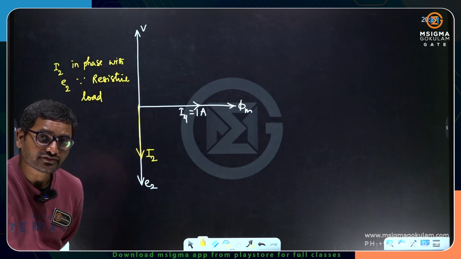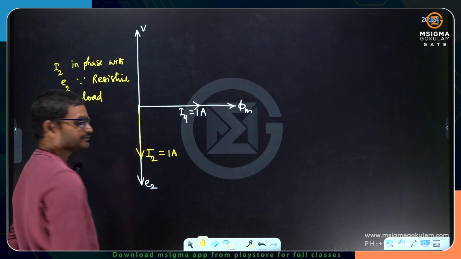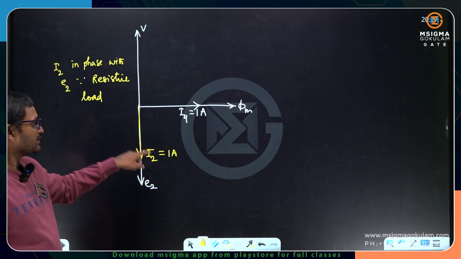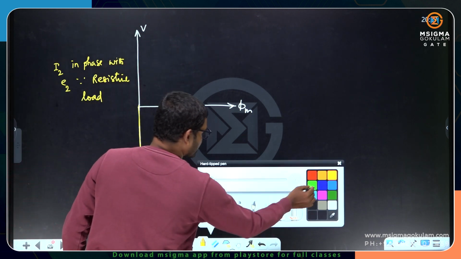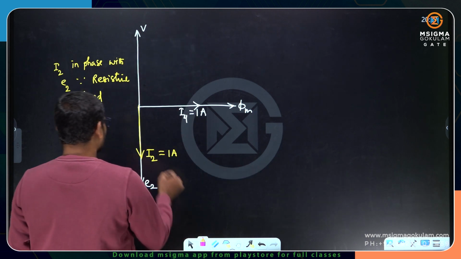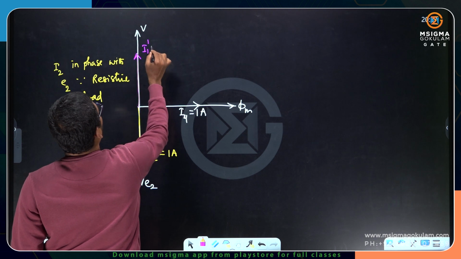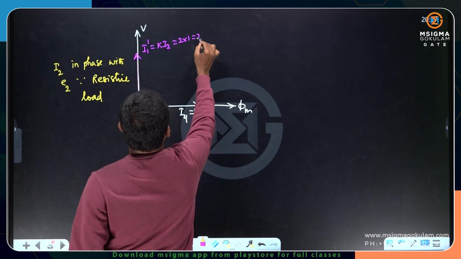What is the magnitude of secondary current? The magnitude of secondary current is also 1 ampere, he has given. Now for every load component of current, there should be a transformation times the load component of current. So quite opposite to this one, we will be having an I1 dash. I1 dash is equal to K times I2. We have calculated already, we got it as 2.